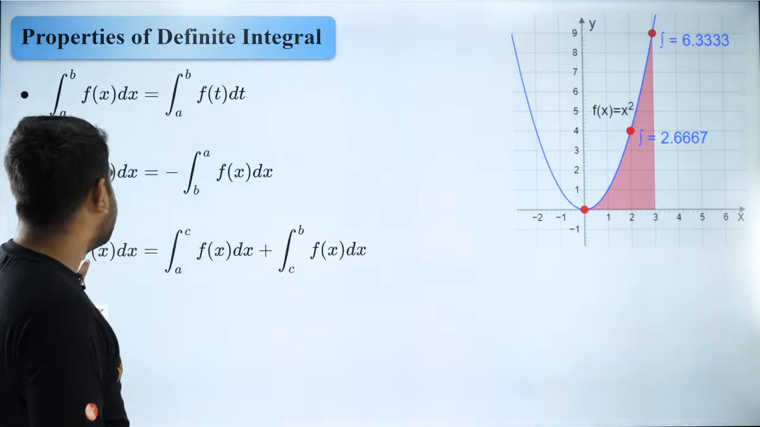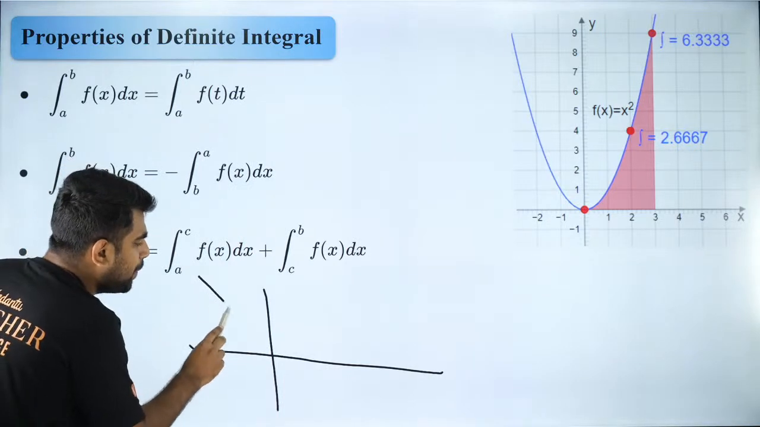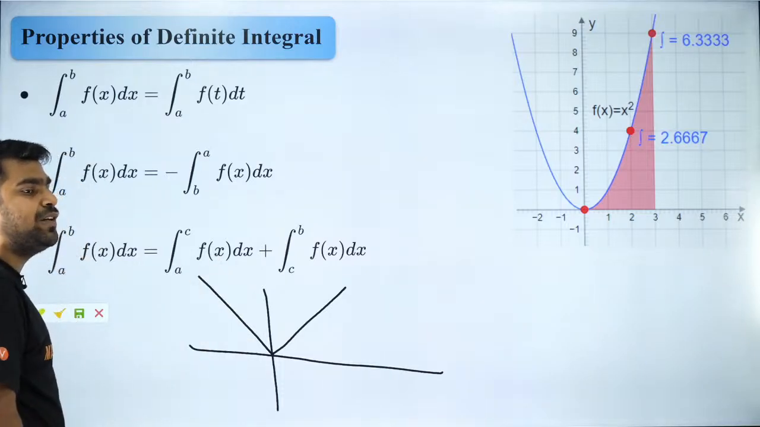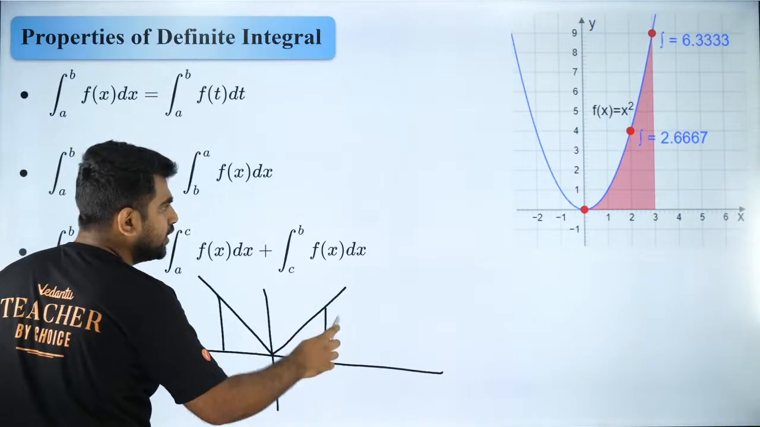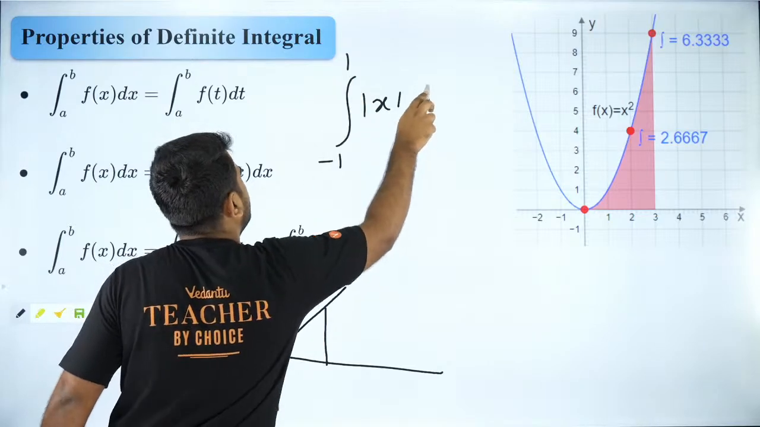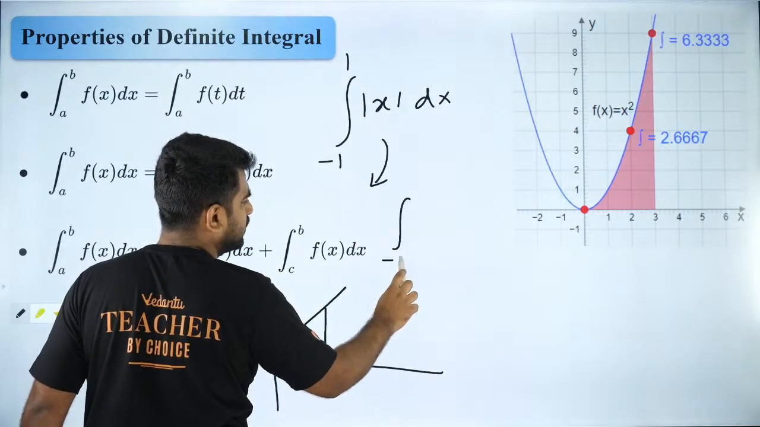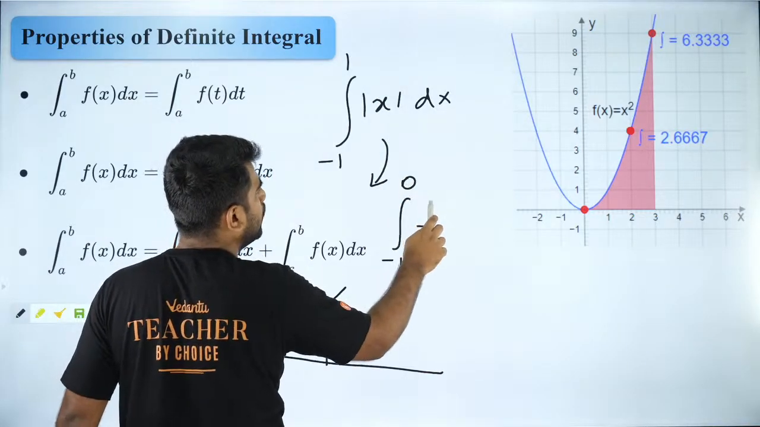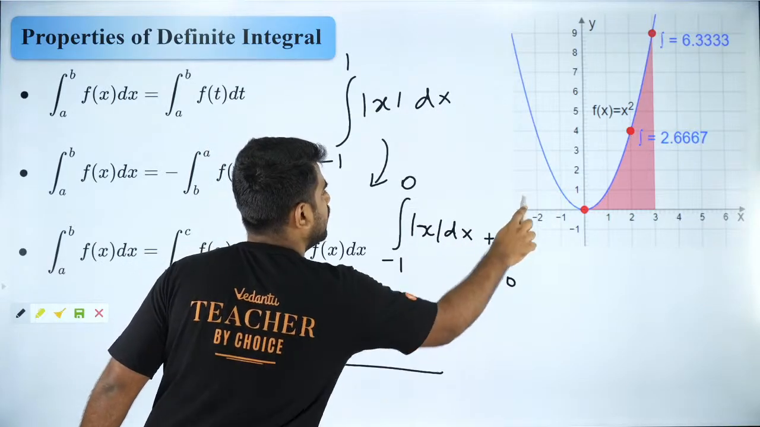Great. Listen carefully when I will use the last property. I will use it whenever there is a piecewise defined function, or whenever there is a break in the function definition. For example, if you take mod x, let's say Sugdha is asking me, sir, how do I solve this question? First of all, I will ask Sugdha to break it like this. It will be the integral from -1 to 0 of mod x plus the integral from 0 to 1 of mod x dx.